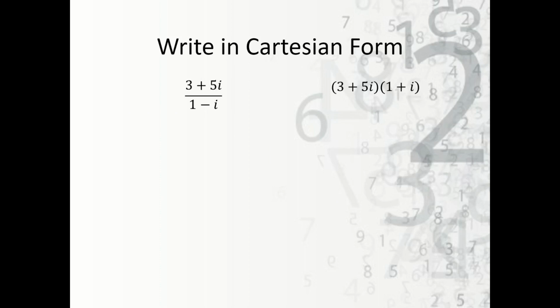Now, how do we write these numbers in Cartesian form? Well, we have here (3 plus 5i) over (1 minus i). Well, in order for it to be in Cartesian form, the denominator can't exist. All right, we need to get rid of that denominator. So in order to do that, what we're going to do is we're going to multiply by the conjugate. So if we multiply both the top and the bottom by the conjugate, we end up with 3 plus 5i times 1 plus i, and then 1 minus i times 1 plus i.